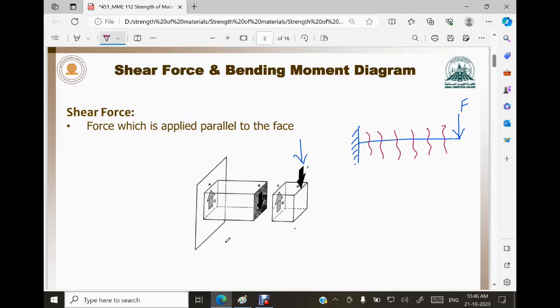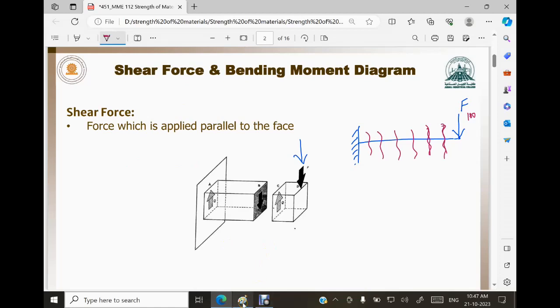So what would be the force which will be available for shearing of this beam? That is F. If it is 100 newtons, then at this point also 100 newtons can shear off the beam. At this point also it can do. So at any of these points it can do.